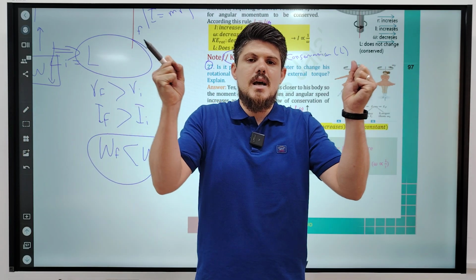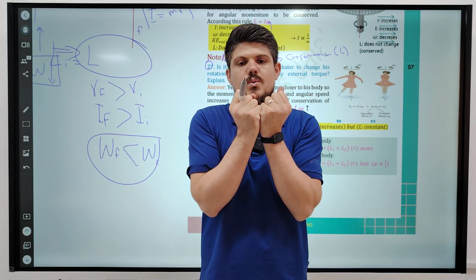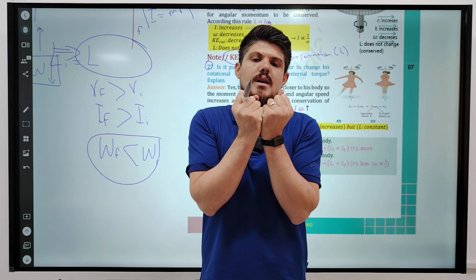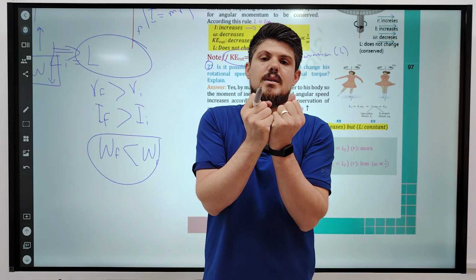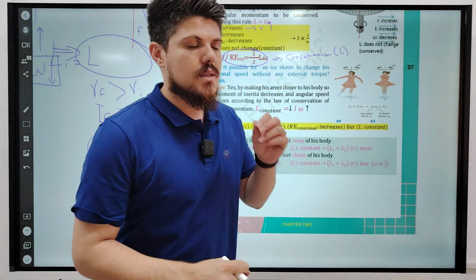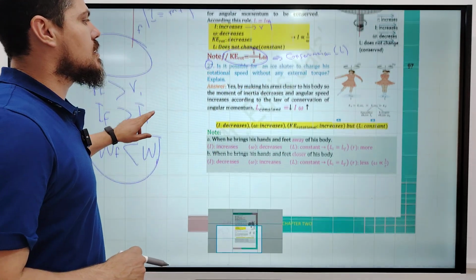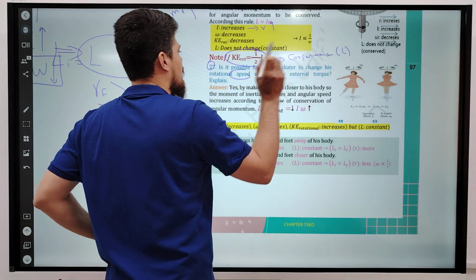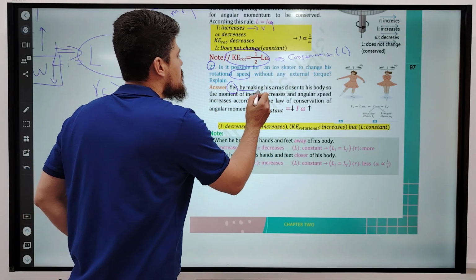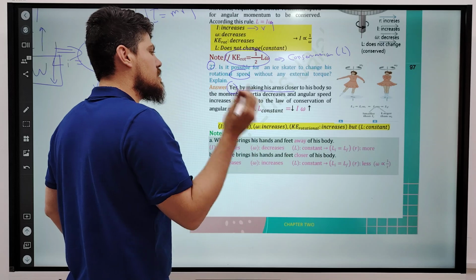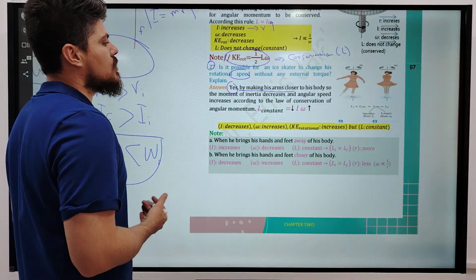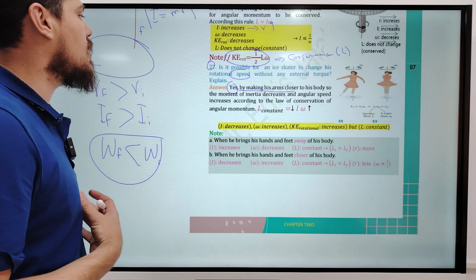But by bringing hands and feet close to the axis of rotation, what happens to the moment of inertia? The moment of inertia decreases, then the angular speed must increase, so the angular momentum is conserved. Yes, of course, we can change the angular speed without an external torque. How? By making his arms close to his body, so the moment of inertia decreases and angular speed increases, according to the law of the conservation of angular momentum.